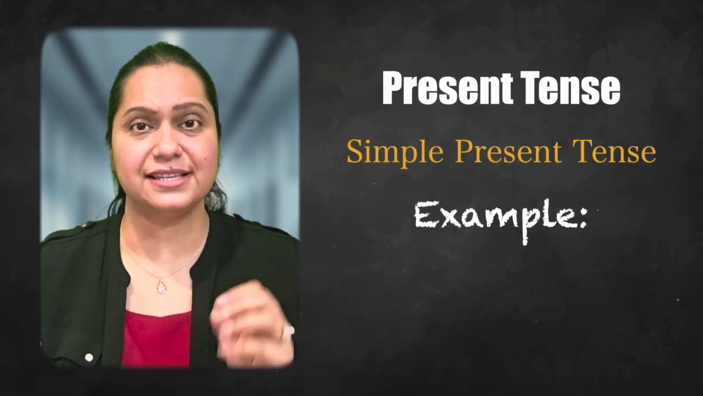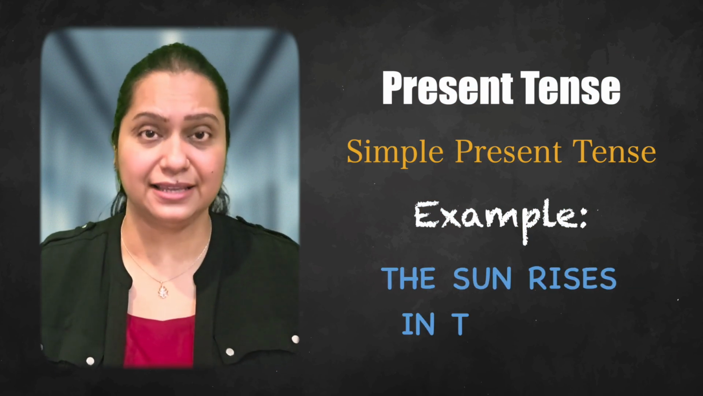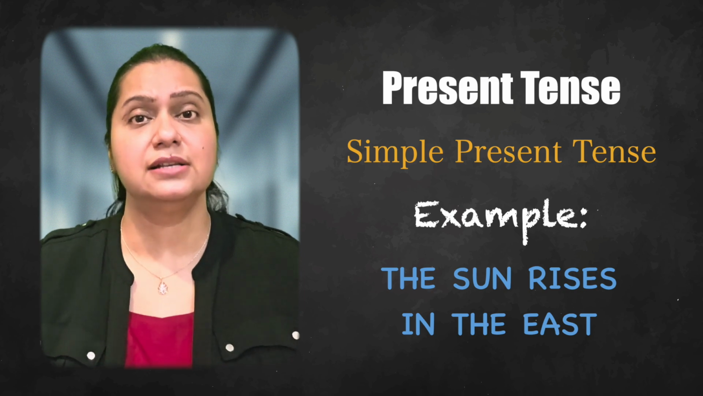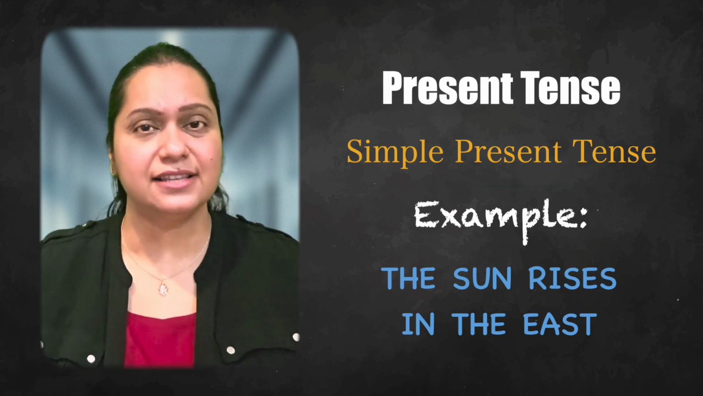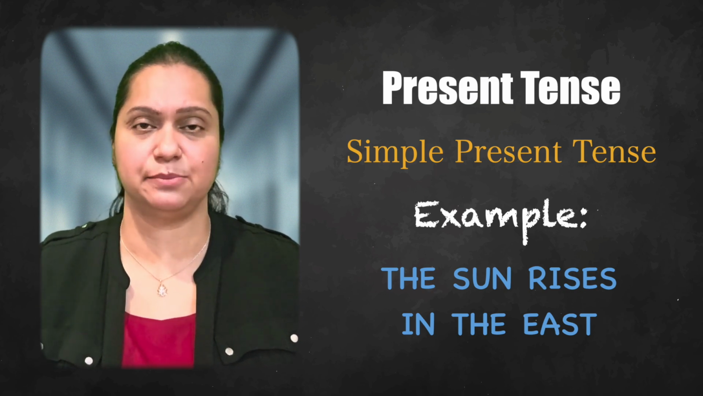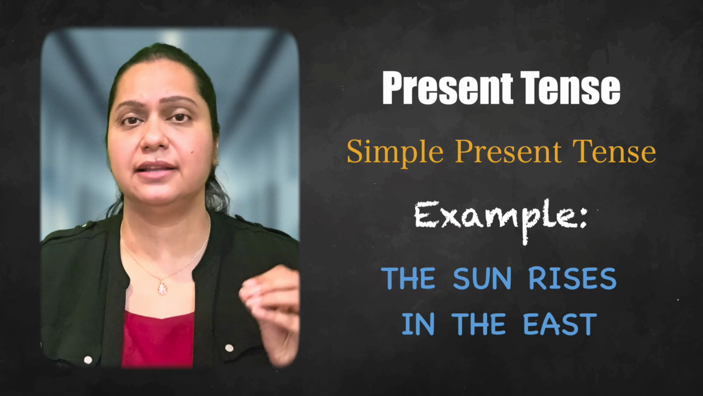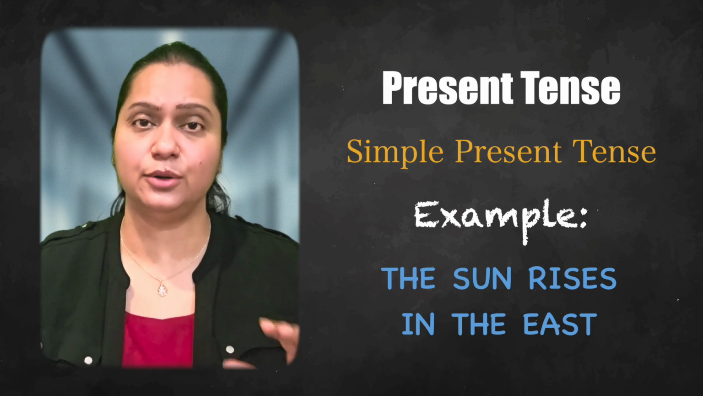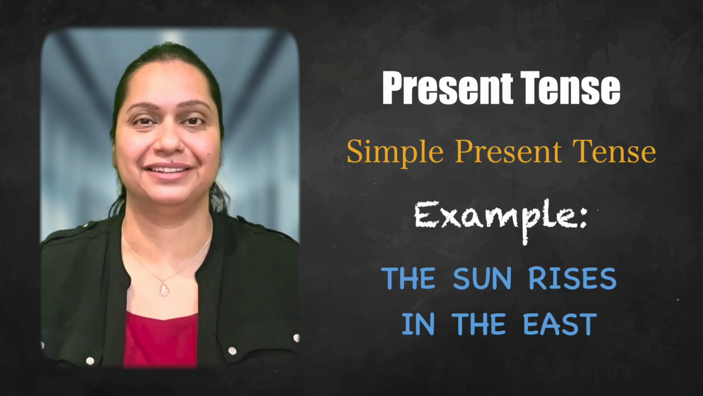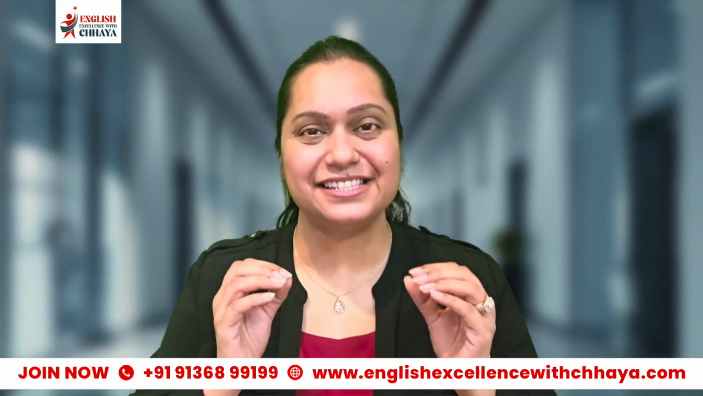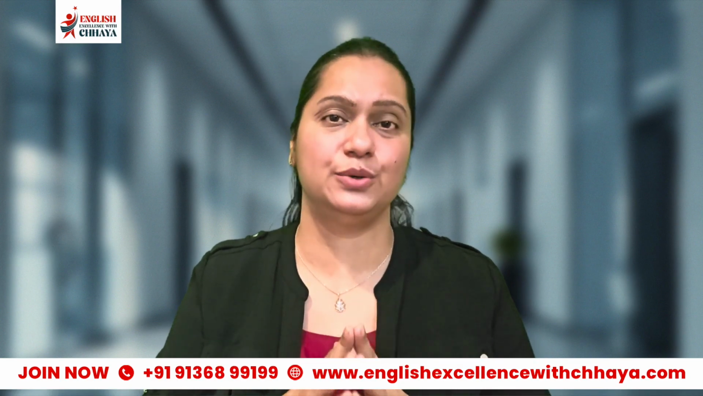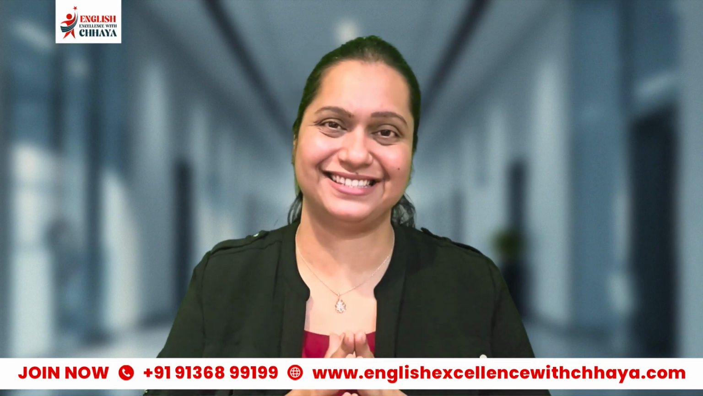For instance, if I say the sun rises in the east, I'm telling you a statement of fact and I have used simple present tense. This certainly does not mean that the sun is rising at this very moment as I speak. I'm telling you something that happens normally, regularly, and almost never does not happen. So basically, statements of fact, regular statements, always use simple present tense.